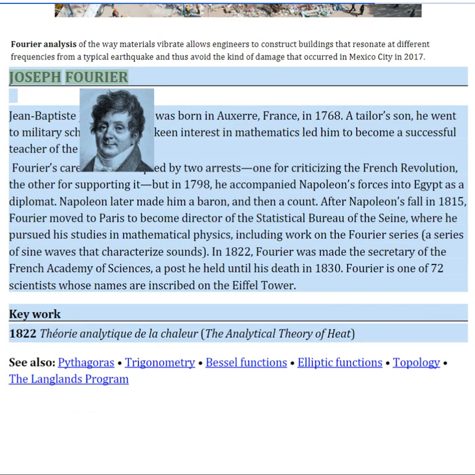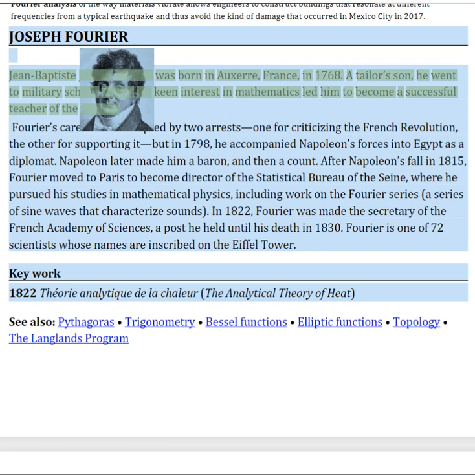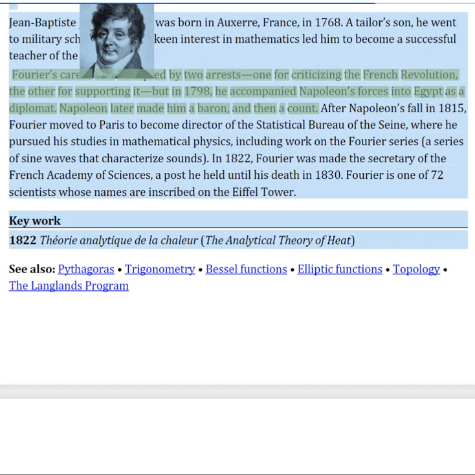Joseph Fourier. Jean-Baptiste Joseph Fourier was born in Auxerre, France, in 1768. A tailor's son, he went to military school, where his keen interest in mathematics led him to become a successful teacher of the subject. Fourier's career was disrupted by two arrests, one for criticizing the French Revolution, the other for supporting it, but in 1798, he accompanied Napoleon's forces into Egypt as a diplomat.